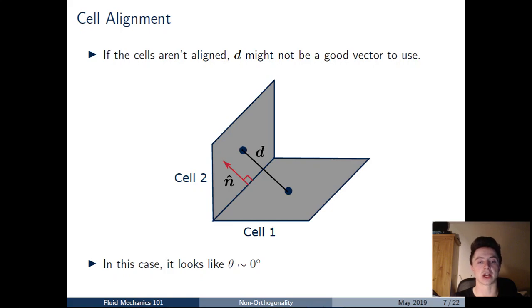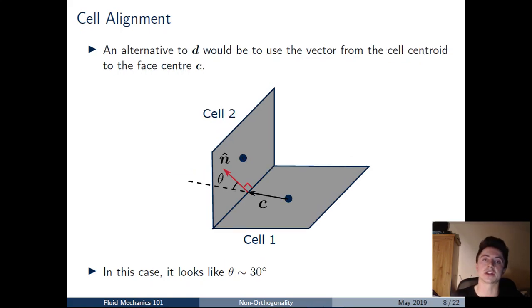And what you can see from this diagram is that in this case it looks like the face non-orthogonality angle could be around 0 degrees, because it looks like the vector D and the normal vector n seem to be aligned. However, as we can see just by eye, the two cells are far from perfectly orthogonal squares or cubes. And so in some instances we might want to use a different definition for the non-orthogonality angle to identify these cells when we're meshing.